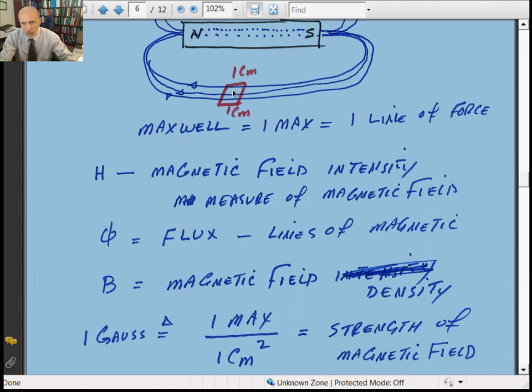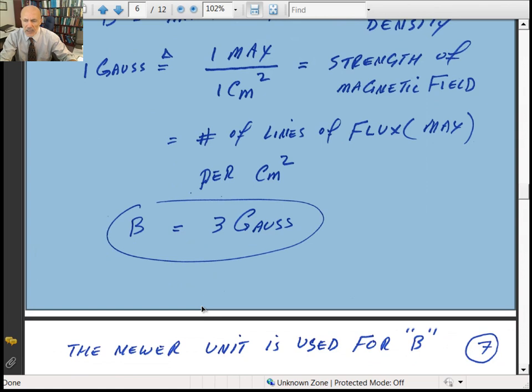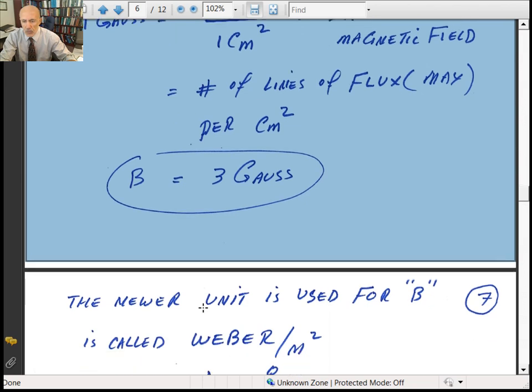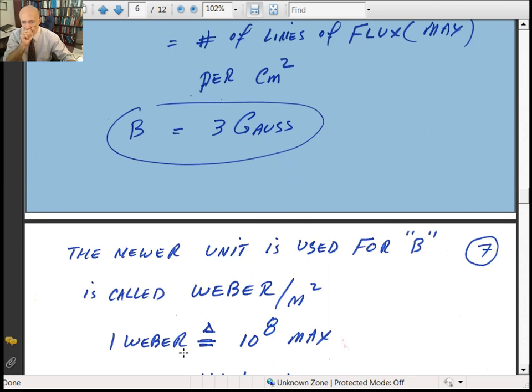Now in this example, you got 1, 2, 3. So the magnetic field density is equal to 3 Gauss. Gauss is an older unit. It's very small. They came out with a new unit used for magnetic field density. B is called Weber per meter square, or Tesla. So instead of Maxwells, the lines of flux, they're going to use Weber. Well, Weber is just a larger unit. Instead of 1 line of magnetic field, now you have 100 million, or 10 to the 8 lines of magnetic field. By definition, that's equal to 1 Weber.